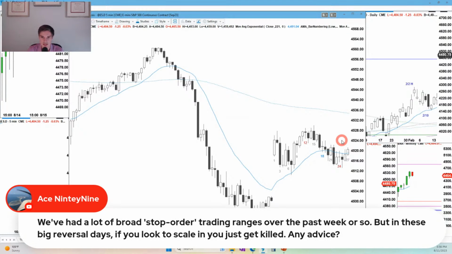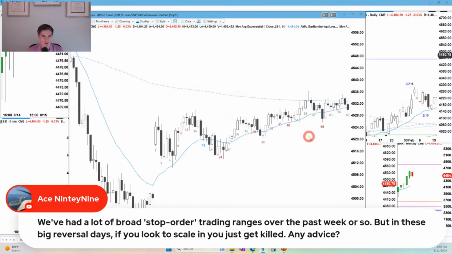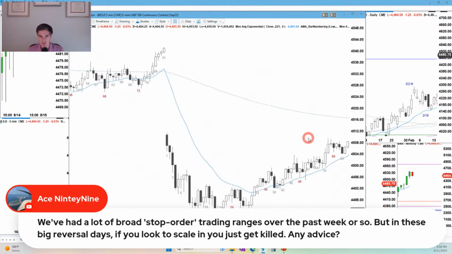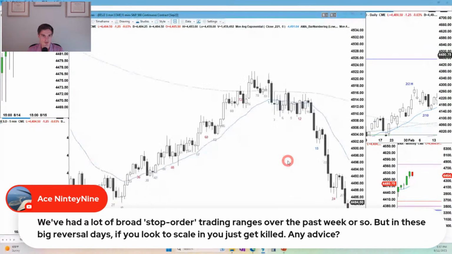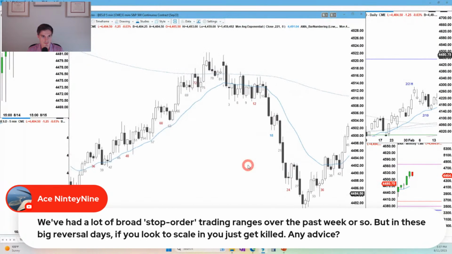Question: we've had a lot of broad stop order trading ranges over the past few weeks or so. But in these big reversal days, if you look to scale in, you just get killed. Any advice? Yeah, well, limit order traders, when you think about big reversal days, let's go to an example. Like let's look right here.